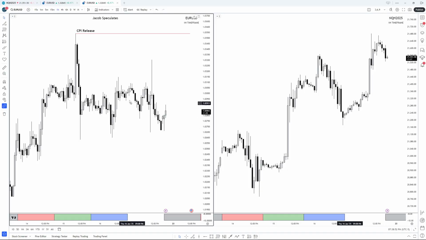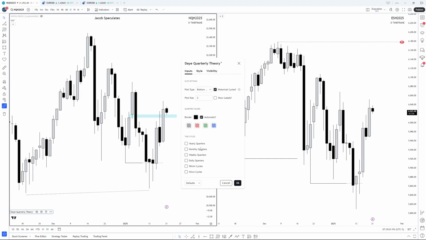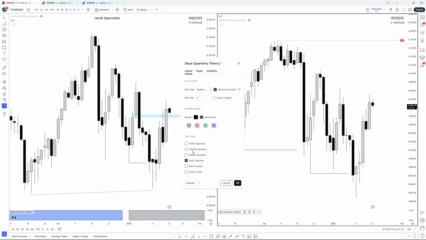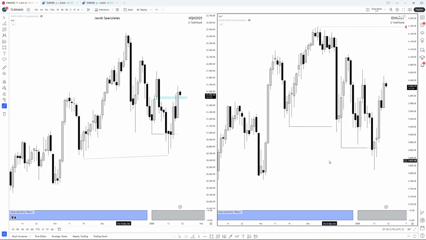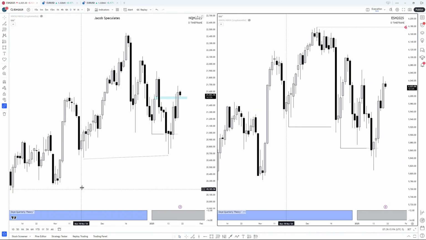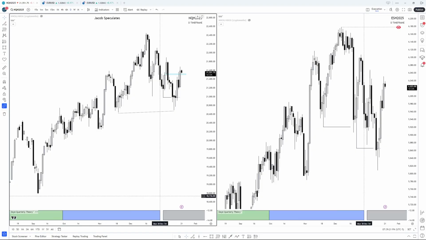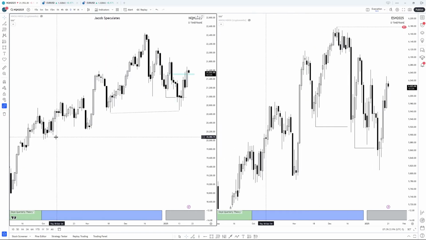What do you mean by a partial SMT? So if we pop up the yearly cycle, as you guys can see, this low was a part of the previous yearly quarter, being Q4, and this low was also a part of the previous yearly quarter. So the S&P ran this low, but the NASDAQ failed to run this low. So it's not a normal SMT.